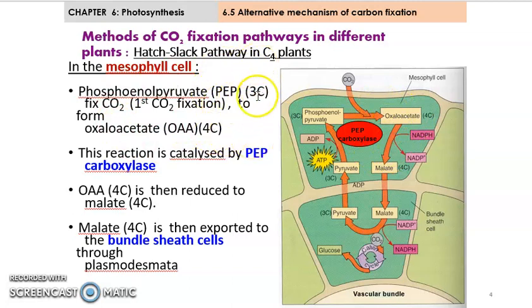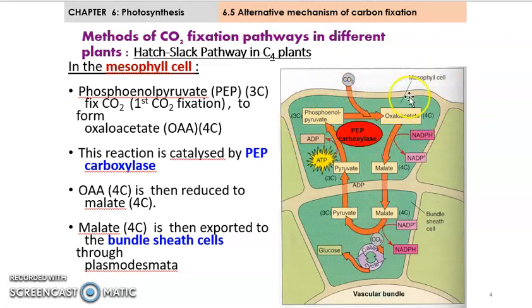Sebab PEP ni adalah 3 carbon. So bila dia fix ataupun bila carbon dioxide attach kepada phosphoenol pyruvate yang ada 3 carbon, so that's why dia akan membentuk oxaloacetate yang ada 4 carbon. And then this reaction is catalyzed by PEP carboxylase here. Sebab tu macam yang saya katakan tadi, even though concentration of carbon dioxide is low, but the affinity of the PEP carboxylase towards carbon dioxide is high. So dia tetap boleh fix carbon dioxide towards the phosphoenol pyruvate.